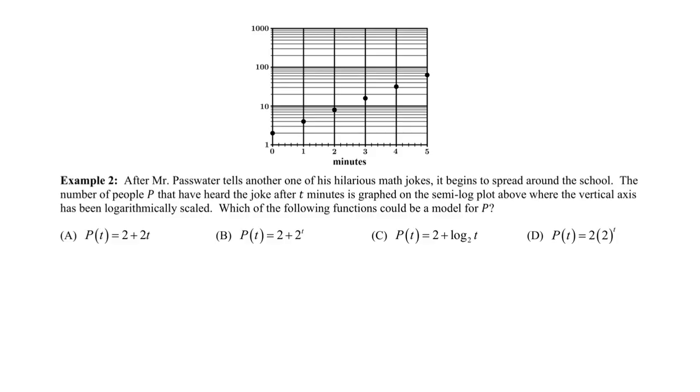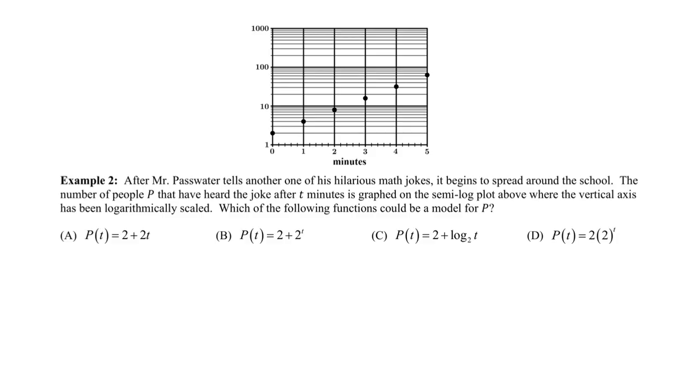Okay, so example 2. After Mr. Passwater tells another one of his hilarious math jokes, it begins to spread around the school. The number of people P that have heard the joke after T minutes is graphed on the semilog plot above where the vertical axis has been logarithmically scaled. Which of the following functions could be a model for P?